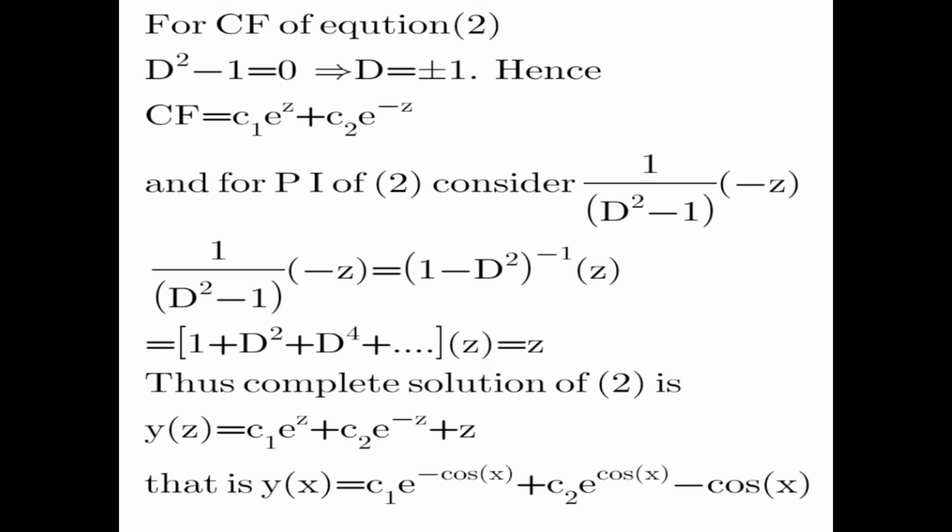So thus the complete solution of 2 is y of z is equal to c1 into e power z plus c2 into e power minus z plus z. And again substituting z is equal to minus cos x, we can change y as a function of x. So we write y of x is equal to c1 into e power minus cos x plus c2 into e power cos x minus cos x as the complete solution of the given differential equation.